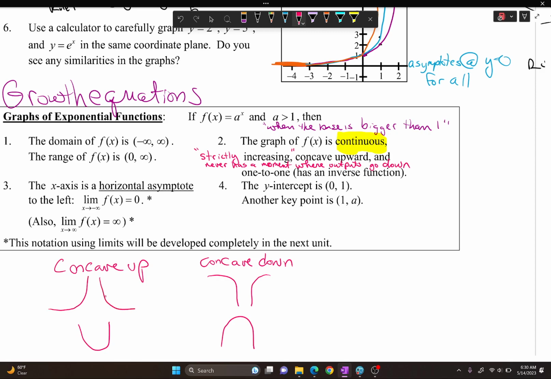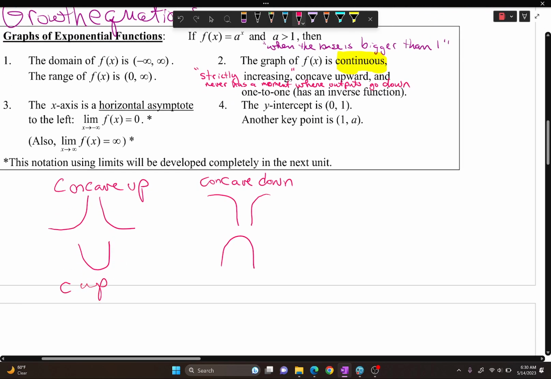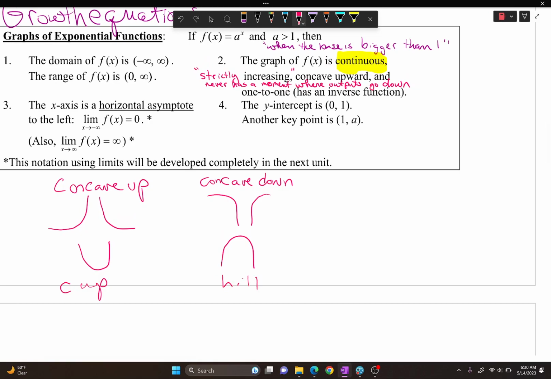And I know when you draw this, you're thinking, but aren't I going down? Sure, but it's half of a cup. Here's my cup. Concave up means a cup. And concave down means a hill. All right. And so even the half by itself, this half is strictly going down. This half is also strictly going down.